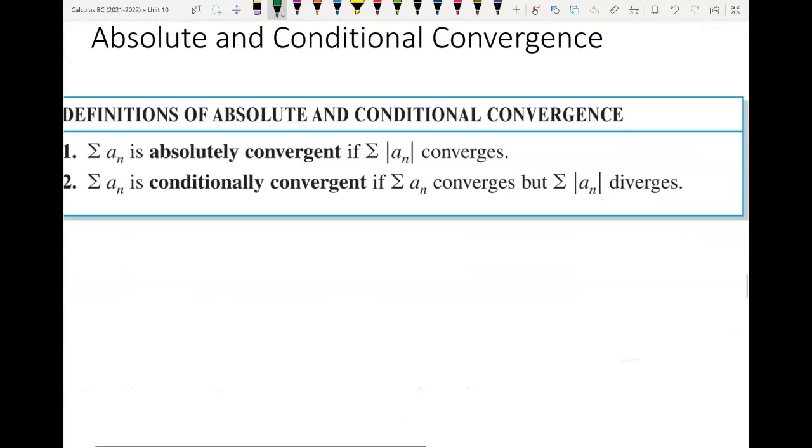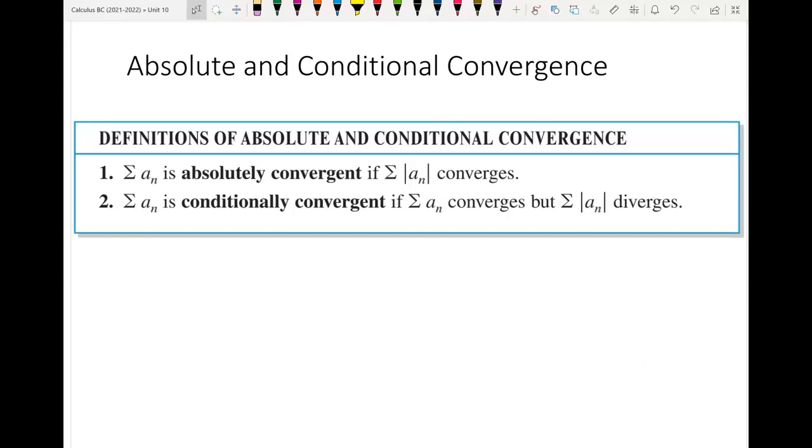And we have that formally written here, okay? Definitions of absolute and conditional convergence. So the sum of a sub n is absolutely convergent if its absolute value, so without the alternating component, converges. And then a sub n is conditionally convergent if a sub n converges, but without the alternating component, it diverges, just like we saw with the harmonic series.